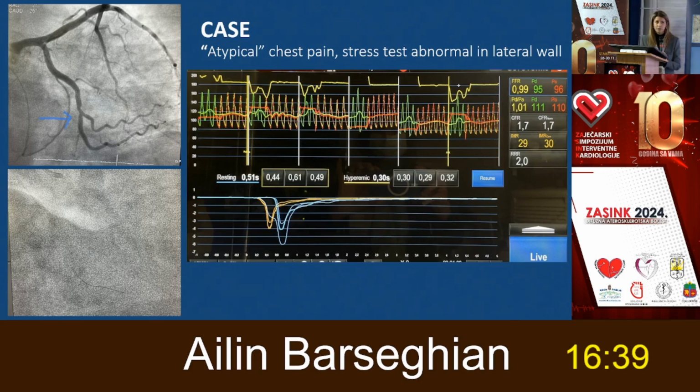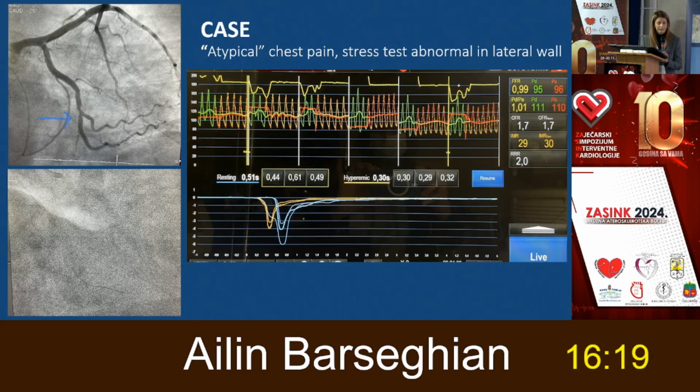So this is a patient who came in with atypical chest pain. Her stress test was abnormal in the lateral wall territory. All she had was this medium or moderate lesion in the left circumflex. At this point, I'm pretty sure this is going to be negative by FFR, but we want to test because her stress test was abnormal there.